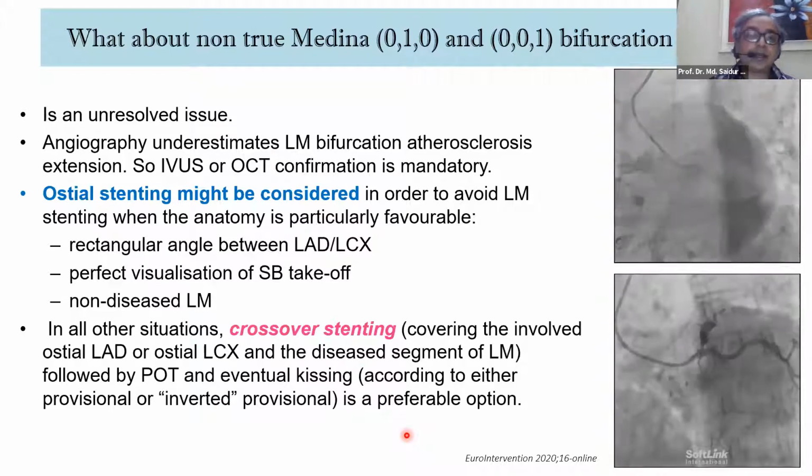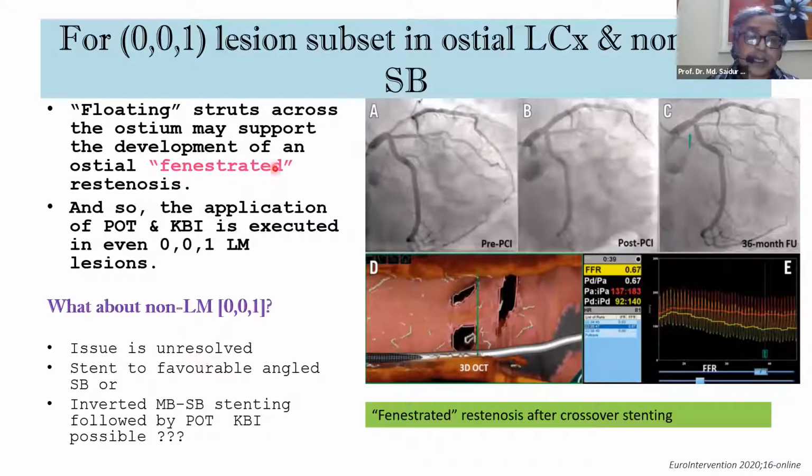And again, we have to remember, especially for the left main and even some larger non-left main branches, that floating struts across the ostium may support the development of a fenestrated pattern of restenosis. So the application of POT and kissing balloon inflation is very important for the left main, even when it is a non-true bifurcation, and even in the non-left main 001 bifurcation, that issue is really a big question. The issue is still unresolved.